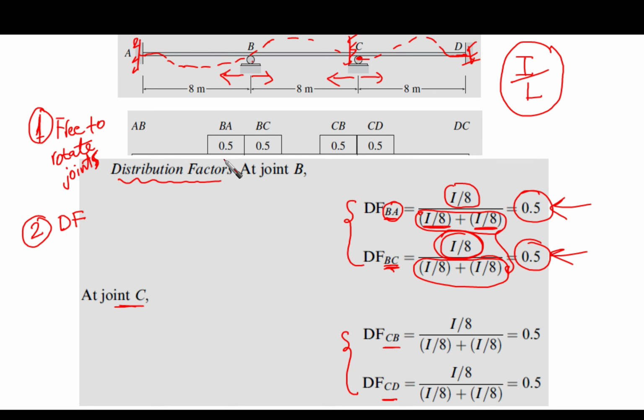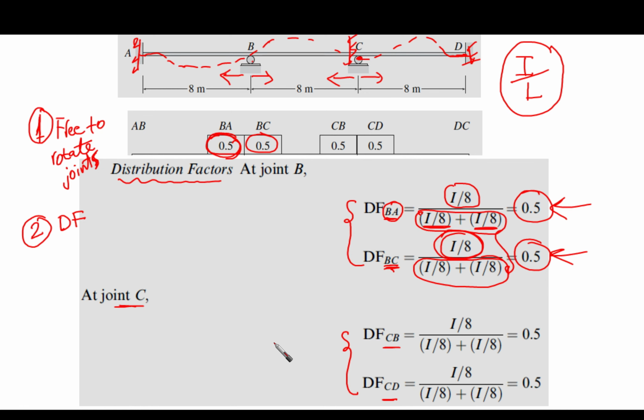So the role of these distribution factors, as we said, is to distribute the unbalanced moment that is going to be developed at each point. Okay, so that's the distribution factors at point B.